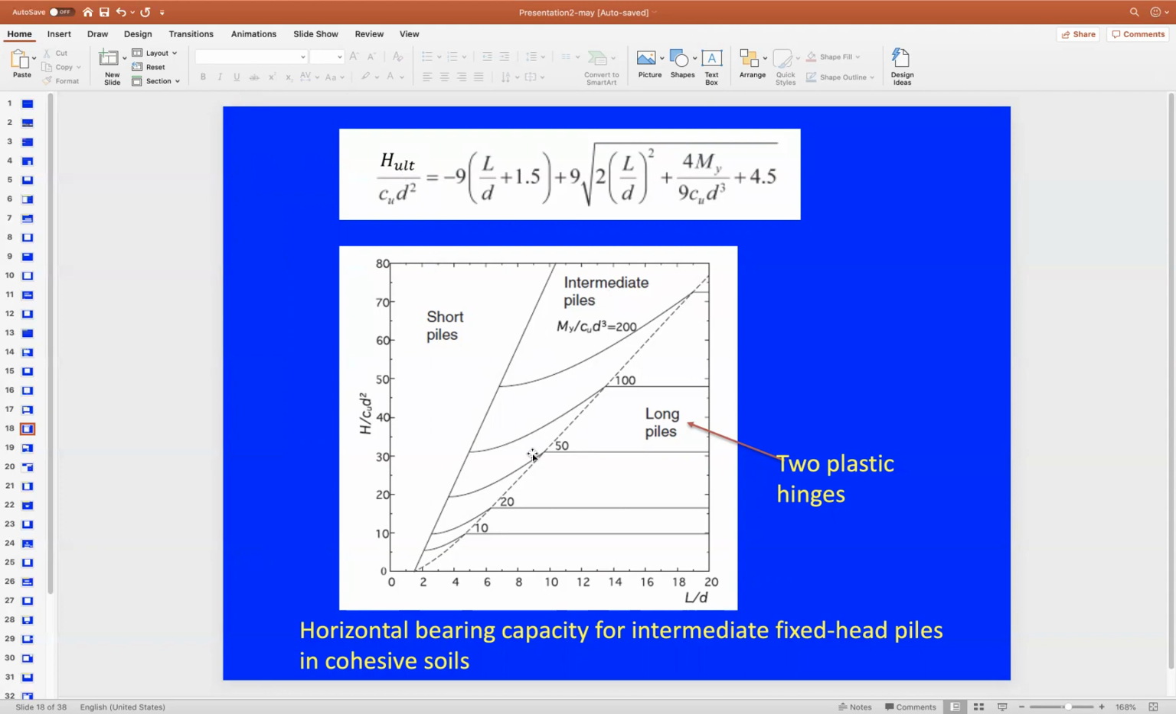Or you can use this chart to find the value of H ultimate in the case of intermediate fixed head piles in cohesive soil, by knowing the value of L over D and the value of My over Cu D cubed. So you need to use this curved line, because the straight lines are for the long pile failure scenario. You can use this chart for either short pile, intermediate pile or long pile failure scenario, because that will be governed by the value of My here. You can determine the corresponding value of H ultimate on the y-axis.